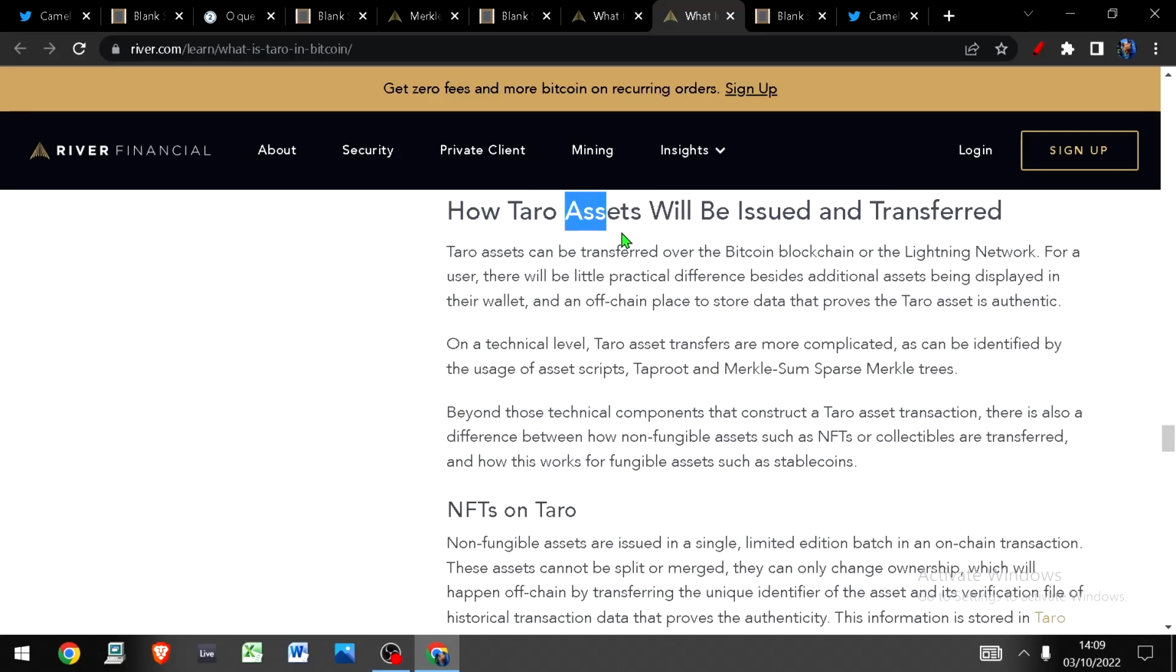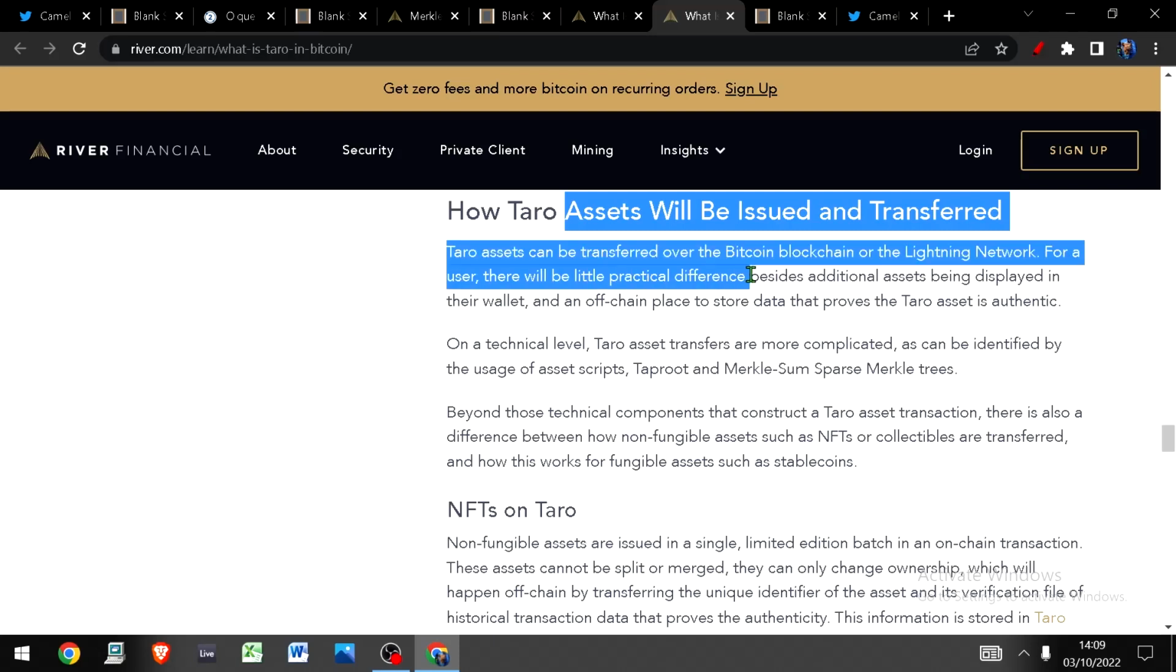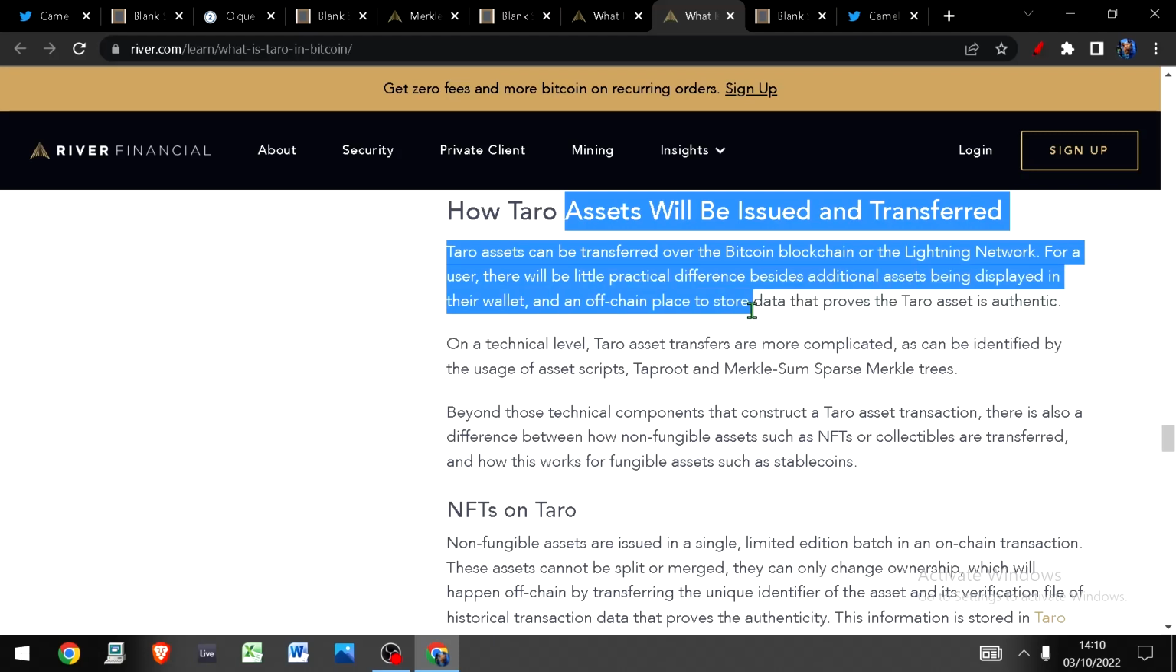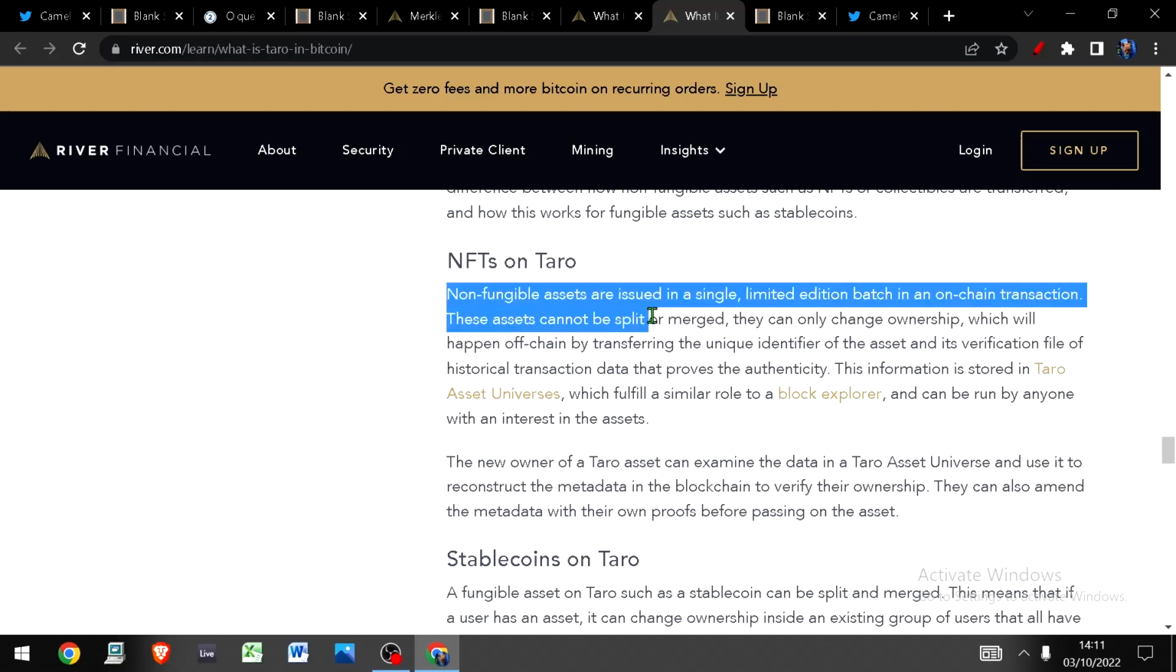So how will TARO assets be issued and transferred? Well, TARO assets can be issued and transferred over the Bitcoin blockchain or the Lightning Network. For a user, there will be little practical difference besides the additional assets being displayed in their wallet, and an off-chain place to store the data that proves the TARO asset is authentic. So I'm not a fan of NFTs, but NFTs could well be a thing built on Bitcoin. Non-fungible assets are issued in a single limited edition batch in an on-chain transaction. These assets cannot be split or merged.